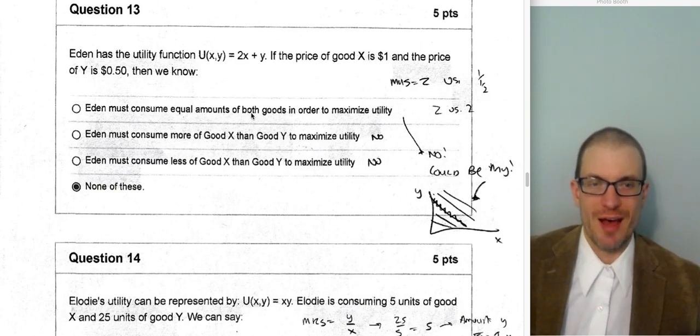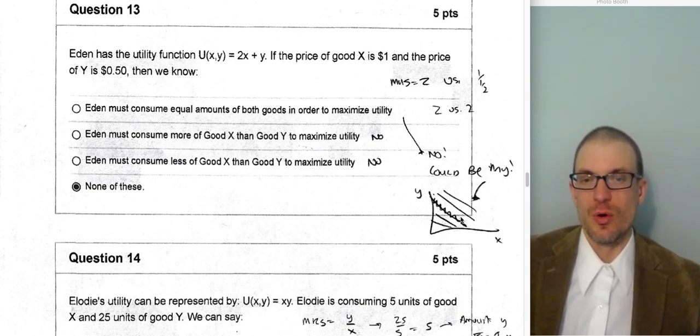No, Eden doesn't have to. Eden could consume equal amounts of both goods, but doesn't have to. It's not must. It could be anything along here. So it could be equal amounts of the two goods, or it could be anything in between, right? Or it could be all x, or it could be all y.